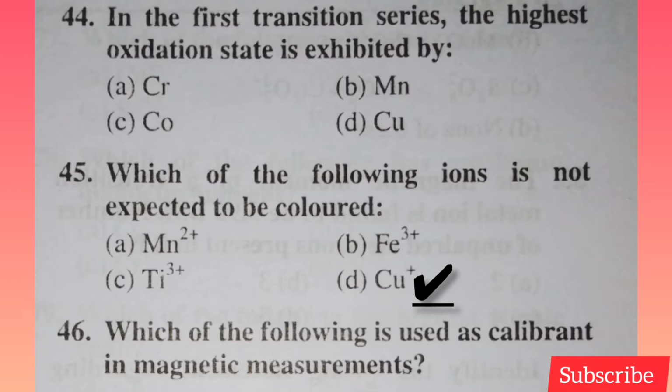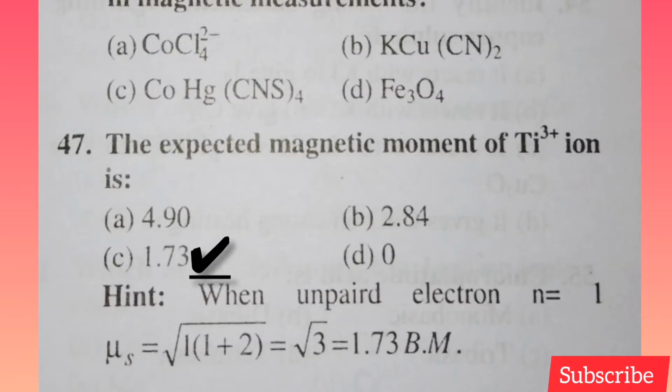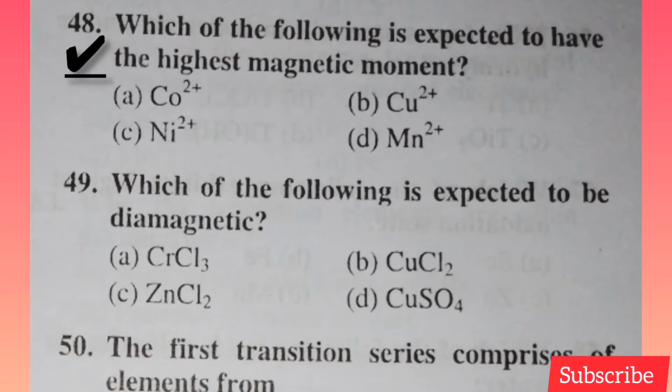Which of the following ions is not expected to be colored? Option D is correct, Cu positive. Which of the following is used as calibrant in magnetic measurement? Option C is correct. The expected magnetic moment of Ti3 positive ion is, the answer is given, option C is correct. Which of the following is expected to have the highest magnetic moment? Option D is correct.